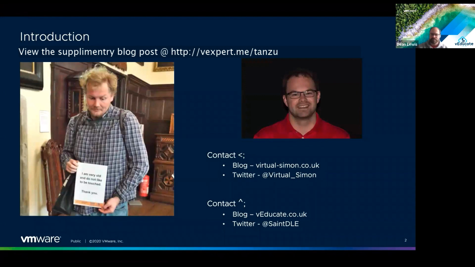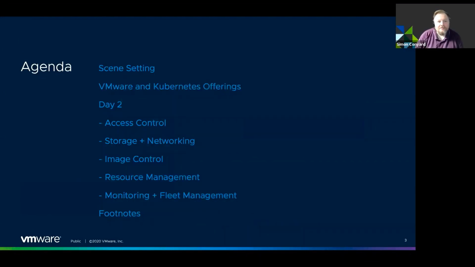So today we're going to run through some hopefully important and timely information for you. We're going to kick off by setting the scene around VMware and Kubernetes integration. We're going to talk a little bit about VMware and Kubernetes offerings. Then we're going to dive straight into Day 2 stuff. So we're going to talk about access controls, storage and networking, and image control. What is it? Why is it important? We're going to cover resource management and then also monitoring and fleet management. And then, of course, we'll cover off a little bit of footnote, so basically everything that we've not been able to capture in this session.